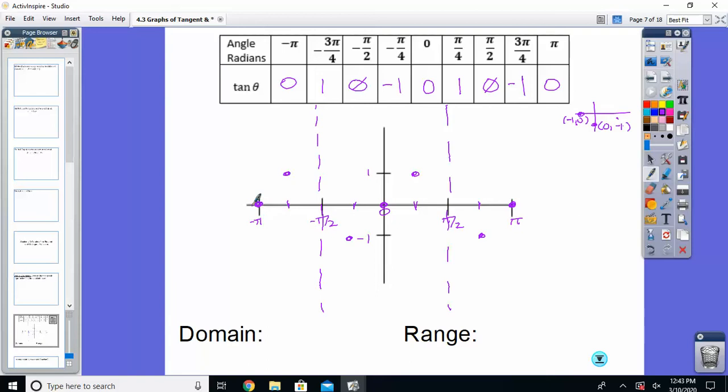If we plotted more points, we would see this is a curve. Asymptotes are lines that you're getting close to, so you need to make sure that your curve is approaching your asymptote. And so our graph looks like this.